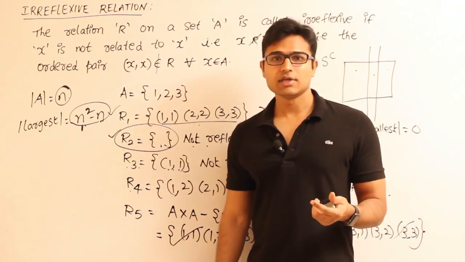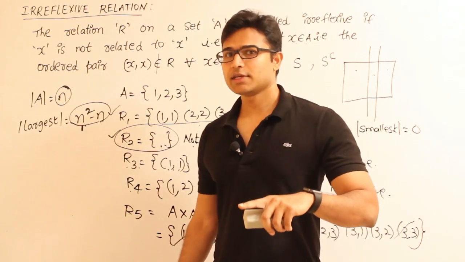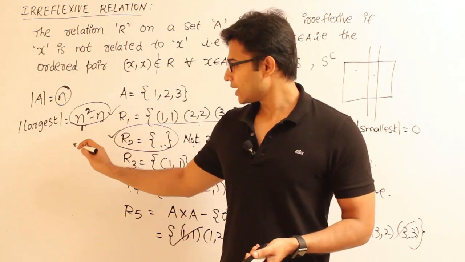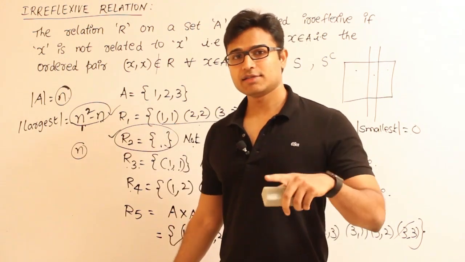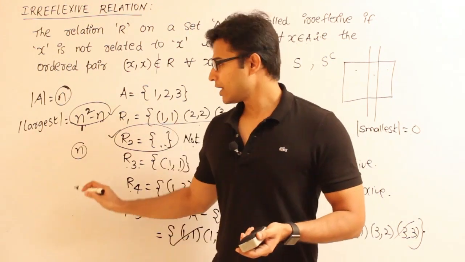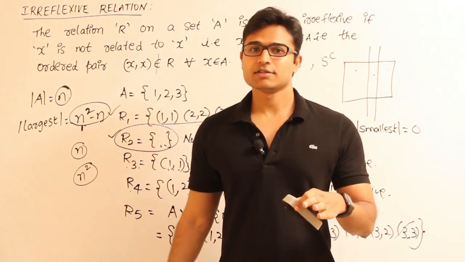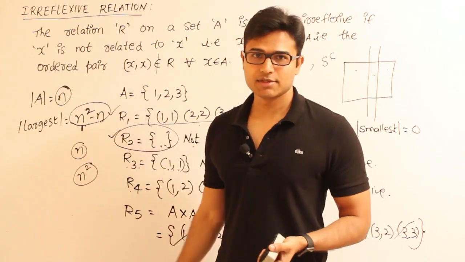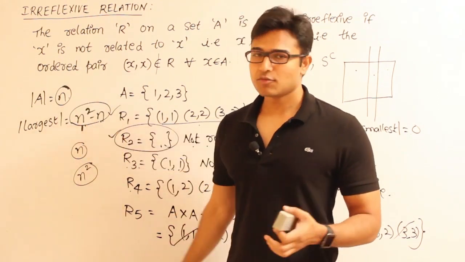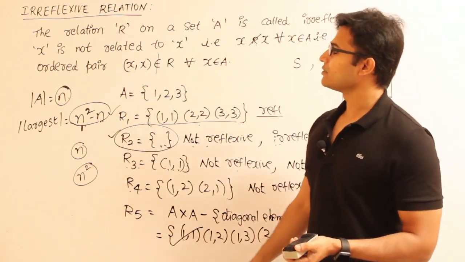Now what about the reflexive? We did it, right? In reflexive, the smallest set which is reflexive will contain n elements. Why? All the diagonal elements should be present, and the largest set which is reflexive contains n square elements. Everything can be present, right? A cross A is a reflexive set, but here we have to remove exactly the diagonal elements, right? That is why I got the smallest set as 0 elements and the largest set as n square minus n elements. Okay.